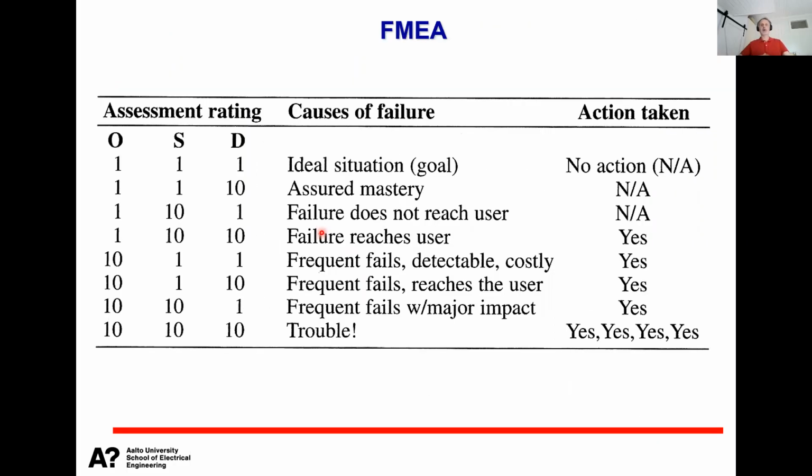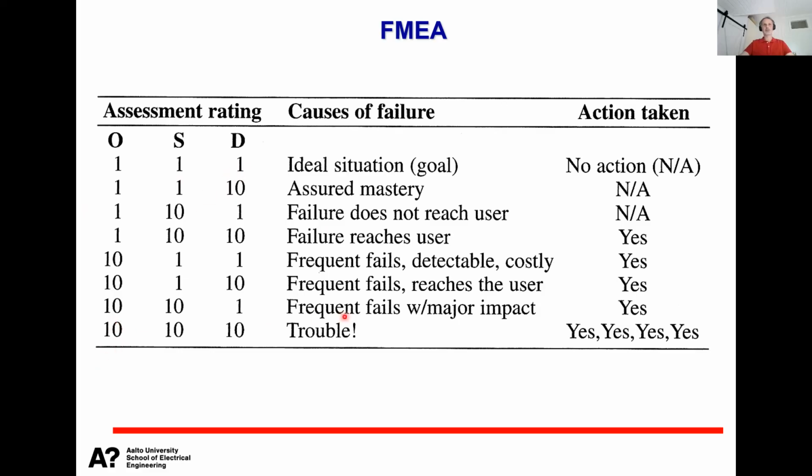So here's another table which basically describes the extremes. If you have everything, occurrence, severity, and detection, all at one, of course there are no actions needed. That's the ideal situation. The problem never happens. If it happens, it does not cause any problem. The customer does not even notice it, and it's very easy to see. It's easy to detect or see beforehand.